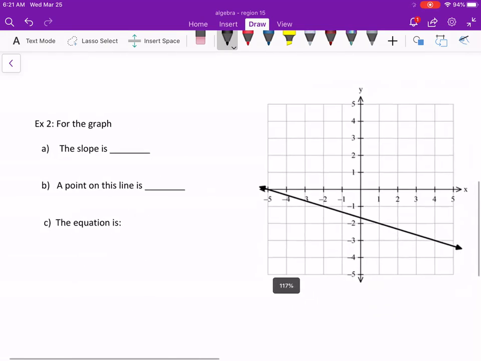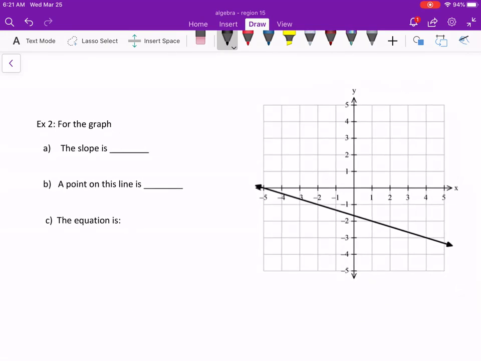Second example here, maybe you have the graph and you're asked to go backwards. The slope, well, I'd like to get a couple of points that are on that graph. It looks like here's one that's easy to read, and here's another one. If it's me, I sometimes like to put the points in a table. So for this first point, x is 1, y is -2. For this second point, x is 4, y is -3.